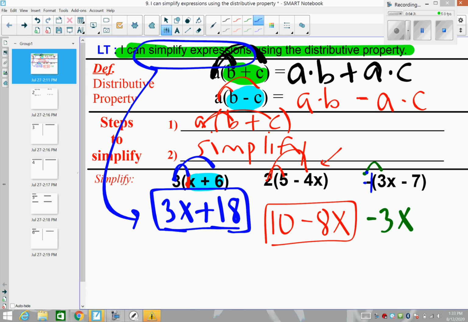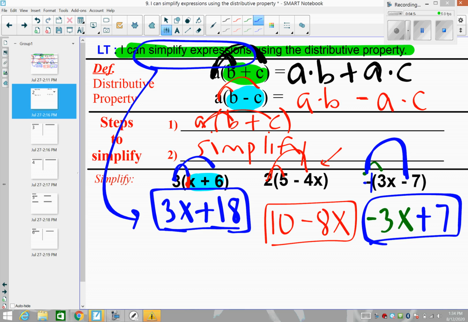We multiply negative 1, watch what happens though here, times negative 7 becomes positive 7. Negative 1 times negative 7 becomes positive 7. And I get, that looks like a subtraction sign, but it's kind of the same. So the expression then is negative 3x plus 7, and we cannot simplify that. They are unlike terms, distributive property.